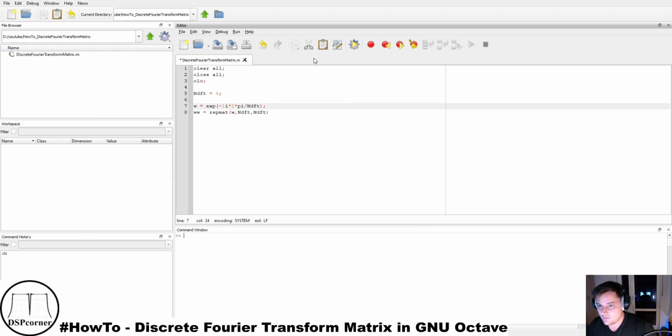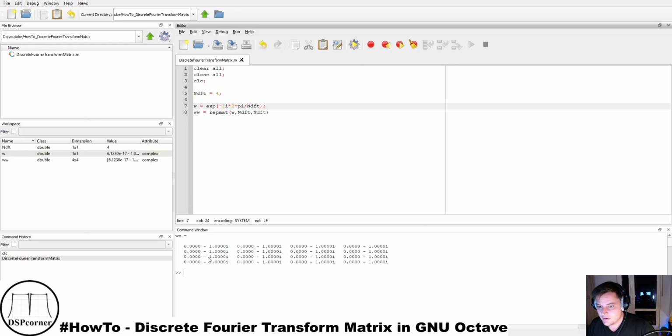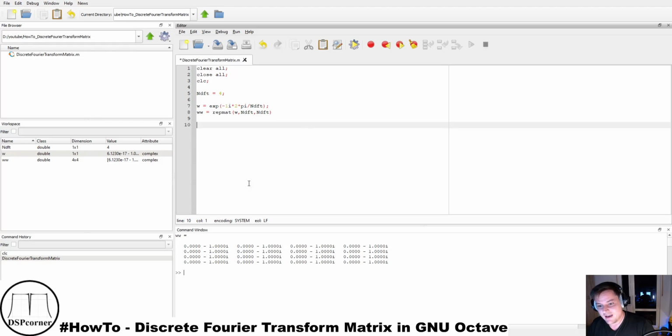Let's fire it up to see what happened. So we now have a helping matrix WW with 4 rows and 4 columns, and each entry has the same value, the 4th root of unity. And now we need a third variable, which is defining the powers that we will apply to each element in our matrix WW. Therefore we create a vector, let's call it n. It starts from 0 and goes to n DFT minus 1. So in our case, 0, 1, 2, 3.